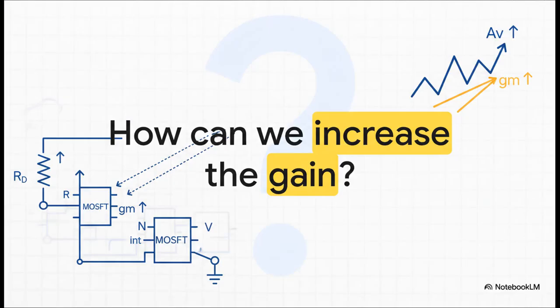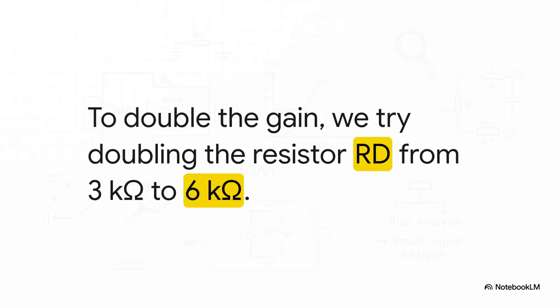Well, if we look back at our formula, Av equals negative gm times RD, there are really only 2 knobs we can turn, right? We can crank up the resistor, RD, or we can try to boost the transistor's transconductance, gm. So, which path should we take? Let's try the easy way first. If we want to double the gain, it seems obvious, right?